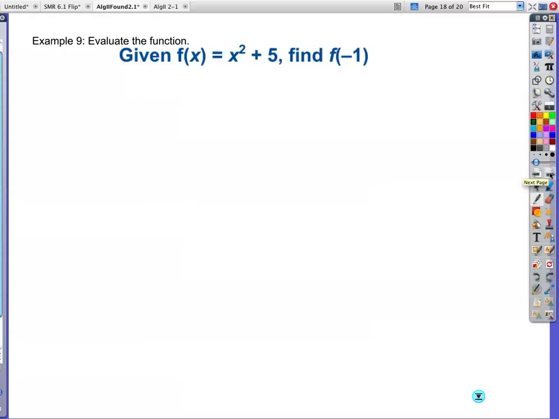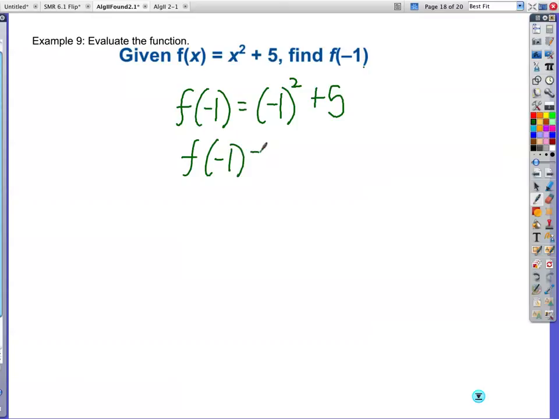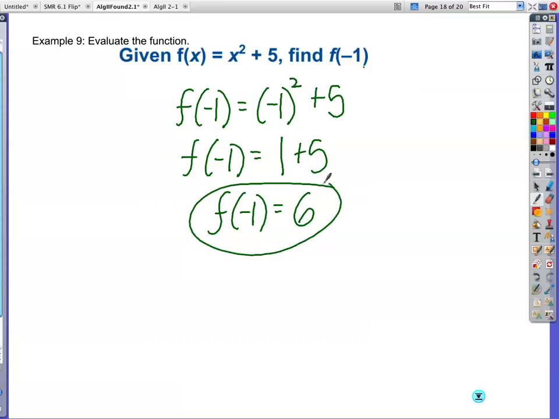F of x equals x squared plus 5. This time, you're putting negative 1 into the problem. So we have f of negative 1 equals negative 1 squared plus 5. I keep writing this out. Negative 1 squared is 1. 1 plus 5 is 6. And that's your answer. F of negative 1 equals 6. Basically, this also means, just another thought, if you were to graph this and go on the x-axis to negative 1, your y value would be 6.